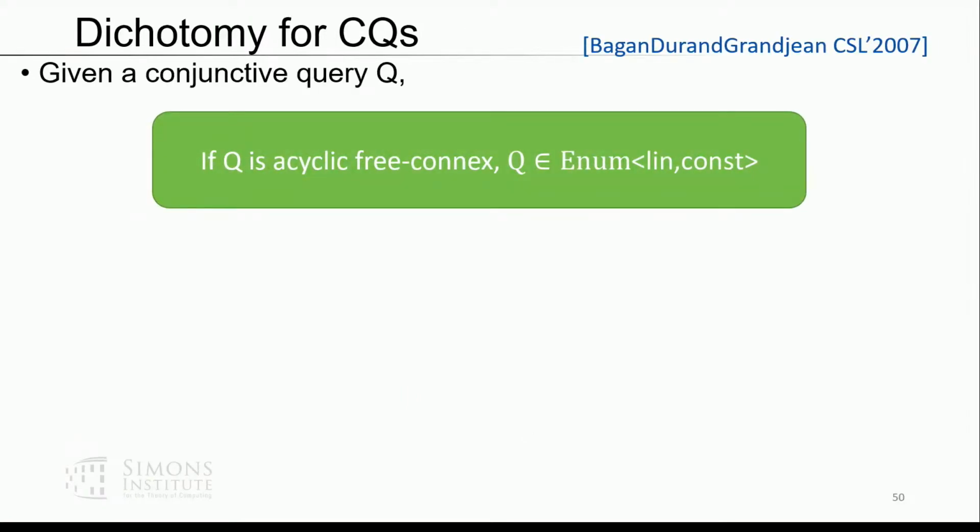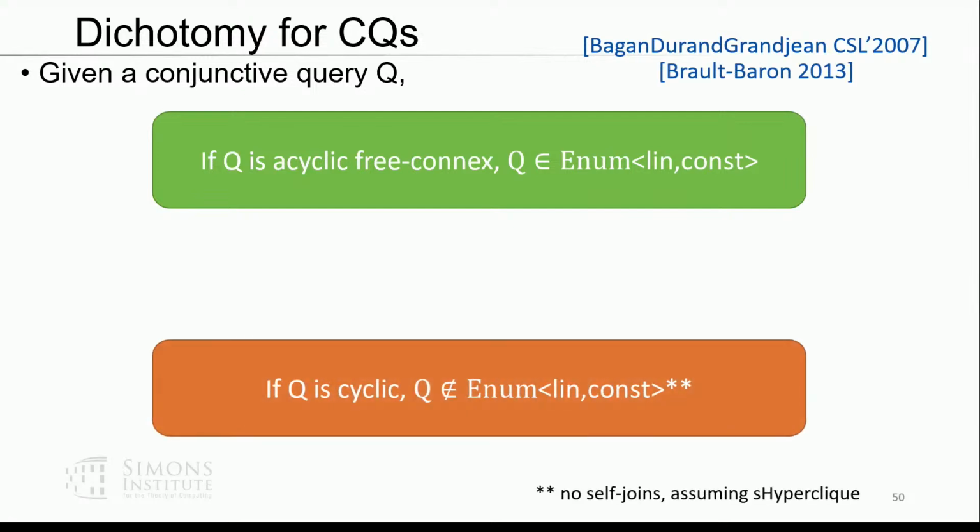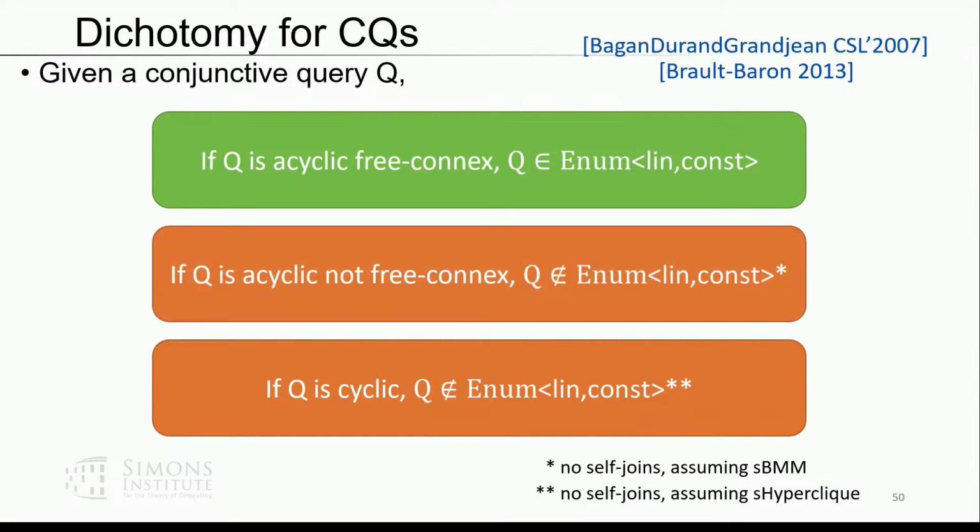So, dichotomy. If the query is acyclic free-connex, we have an algorithm. If the query is cyclic, the same proof we mentioned before still works to prove that it's hard. What happens if the query is acyclic but not free-connex? Then it is hard, but for another reason. We can show that it's hard if we assume the hardness of Boolean matrix multiplication.